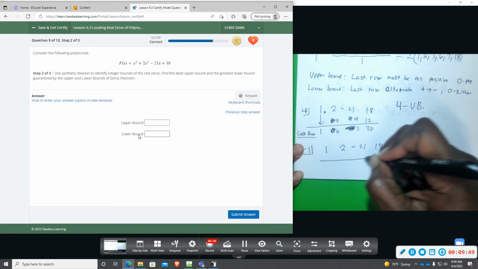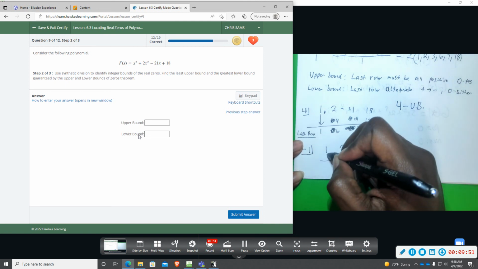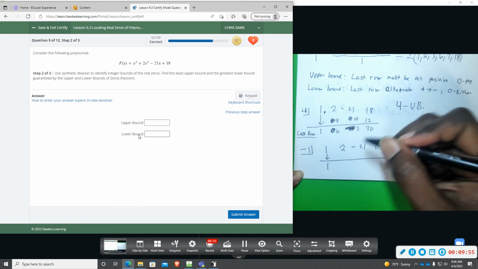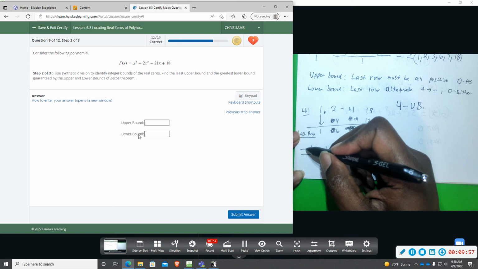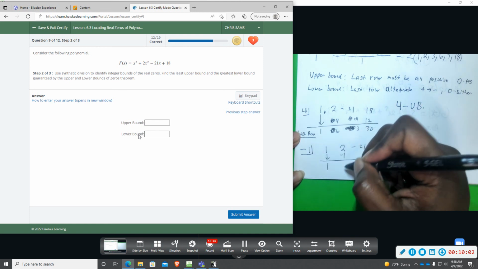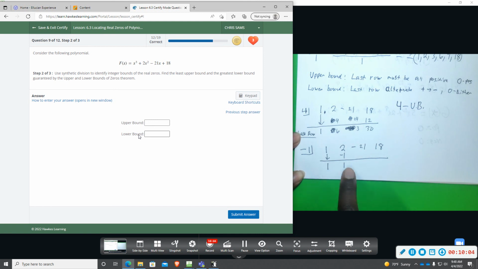And I want the bottom row to change positive, negative, positive, negative. So my first number I bring down is 1. That's positive, so I want this number to be negative. Negative 1 times 1 is a negative 1. And when I combine, I get a 1. So this is not changing signs. That's one, that's positive, that's positive. So I need something bigger.